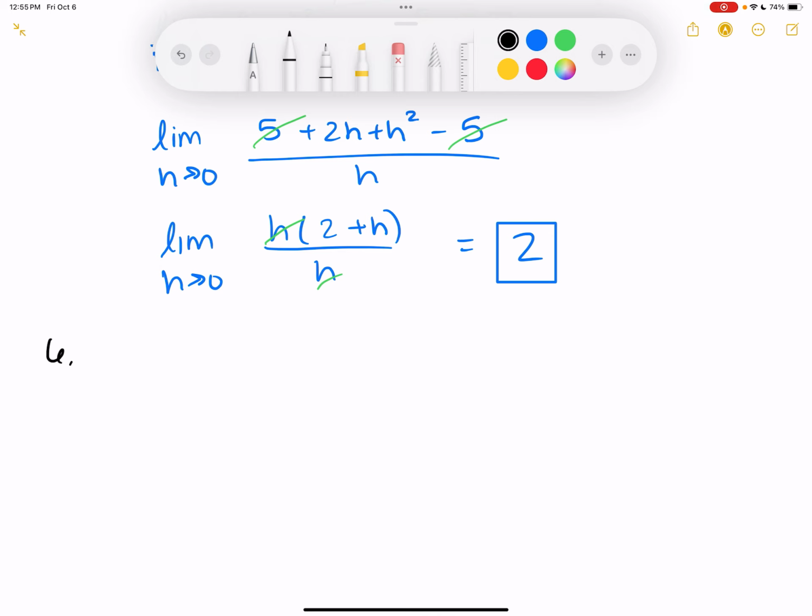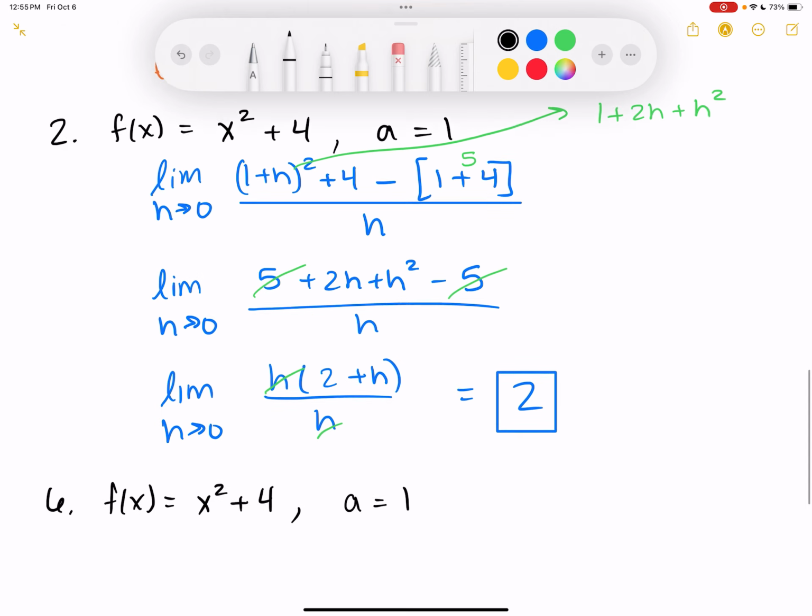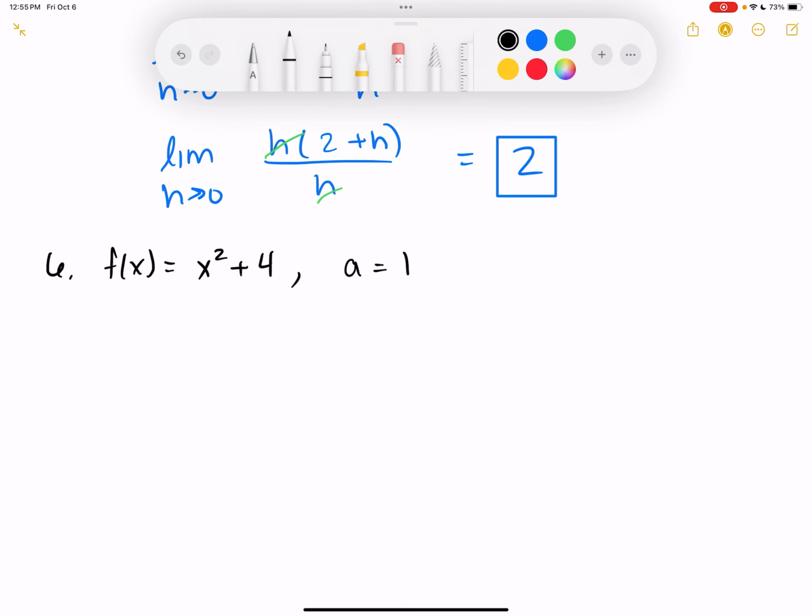So this says to use the definition, limit as x approaches a of f of x minus f of a over x minus a. So 6 is f of x equals x squared plus 4, and a is equal to 1. Now, what do you notice about this problem? It's the same. It's the same problem. We're just doing it a different way. Okay. So should we end up with the same answer? We should, but they're asking you to use the definition, so you can't just write down, oh, it's going to be equal to 2.